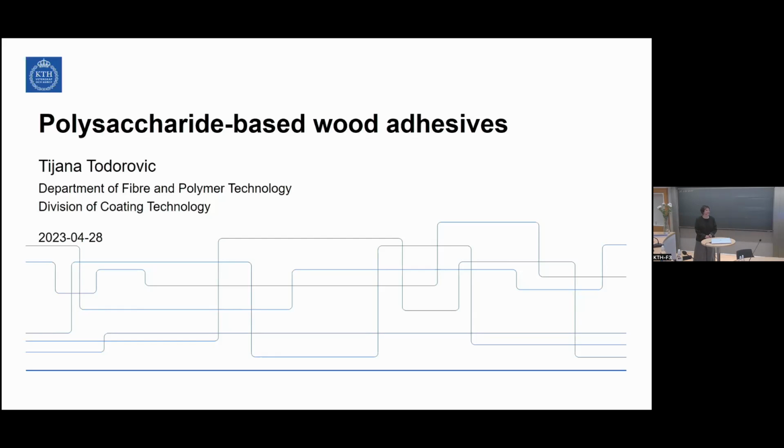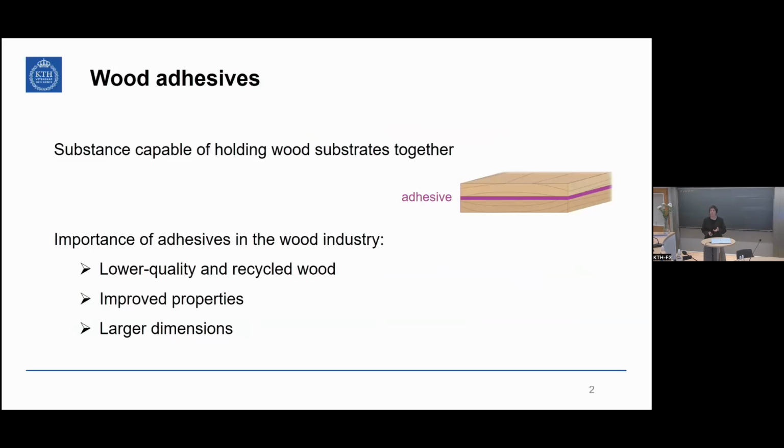Joining today. Before I start presenting the work I've been working on, I will just give a brief introduction about adhesives, what they are, why they are important, and why it is important to work with wood adhesives and try to make improvements in this field. So wood adhesives are substances that are capable of holding two wood substrates together. And on the image, we can see a simplified representation of a bonded joint. It's an adhesive layer between two wood substrates.